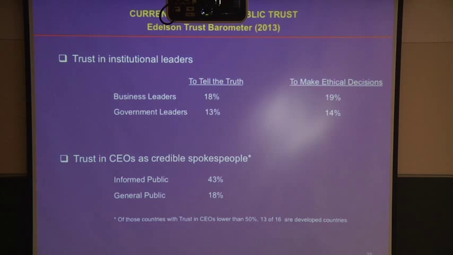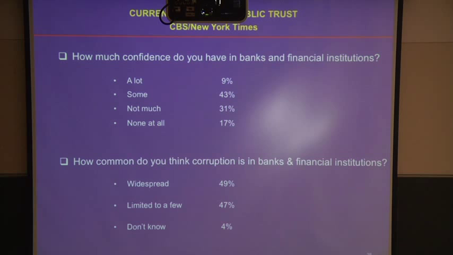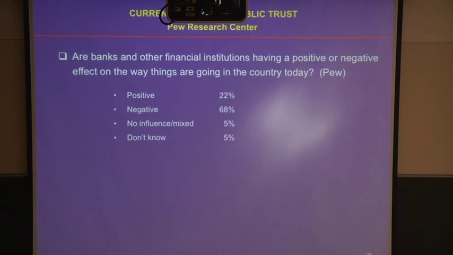Okay. Then you look at trust to do the right thing in selected industries. Technology's high. Pharmaceuticals is pretty high, given the bad press that they get. Banks and financial services, pretty low. How much confidence do you have in banks and financial institutions in general? Pretty low. How common do you think corruption is in banks and financial institutions? Pretty high. Okay, you get the idea, Dan. There's a lot of information out here on trust.